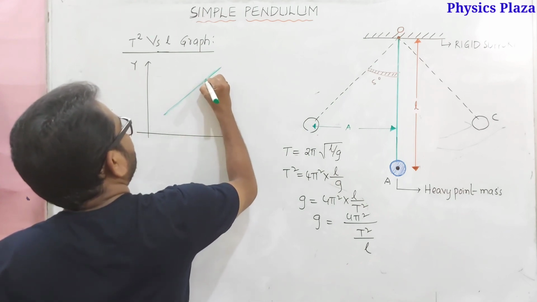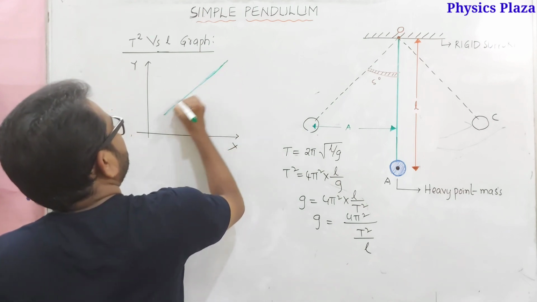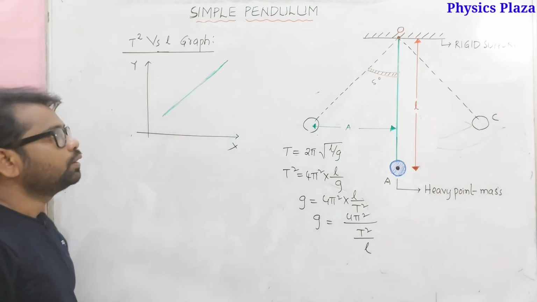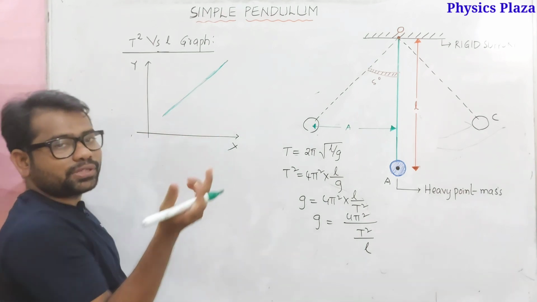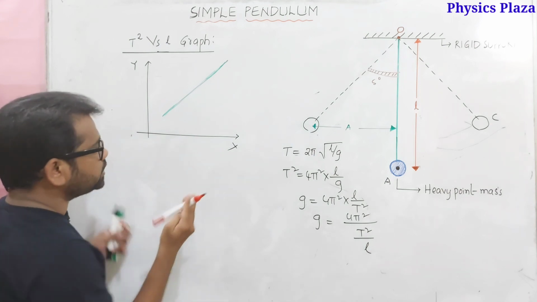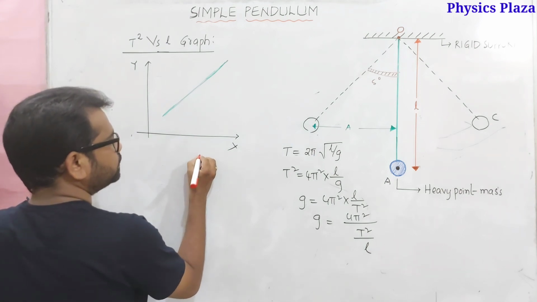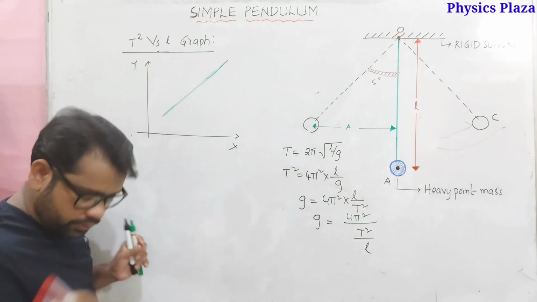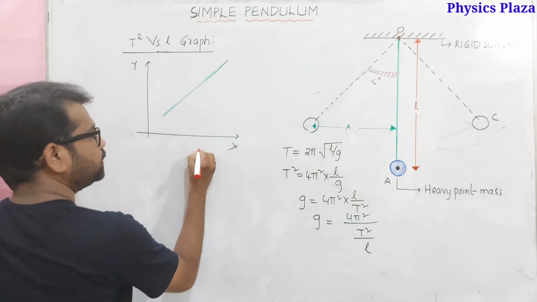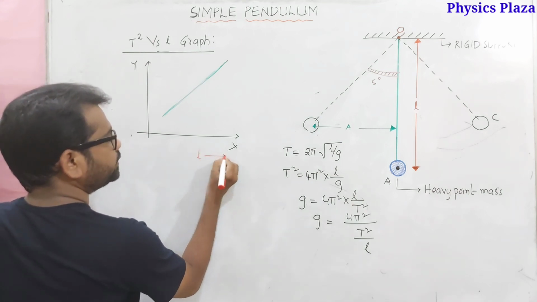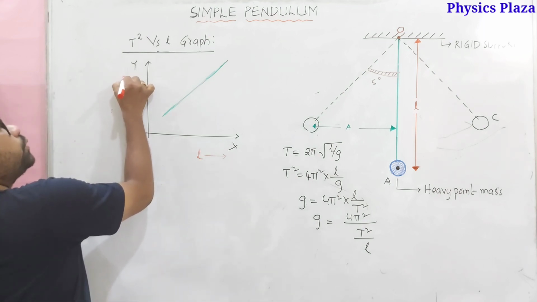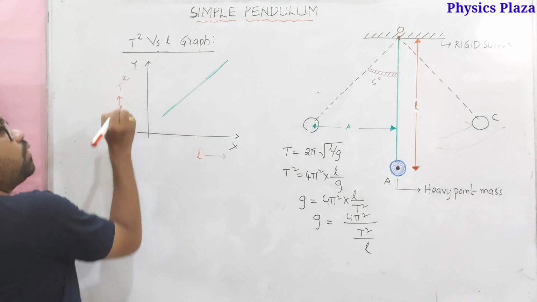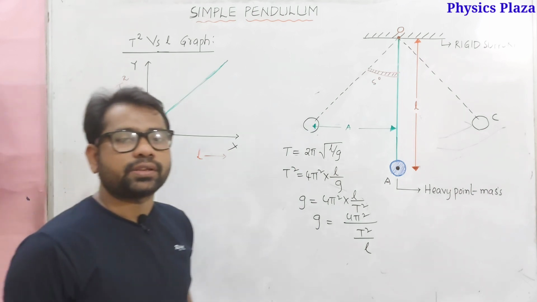So here you may get one doubt. Why don't we get a straight line which is passing through the origin? We don't get a straight line passing through the origin because the length cannot be 0, right? Some length value will be there. Here length is taken on the x axis, whereas T square values are taken on the y axis.